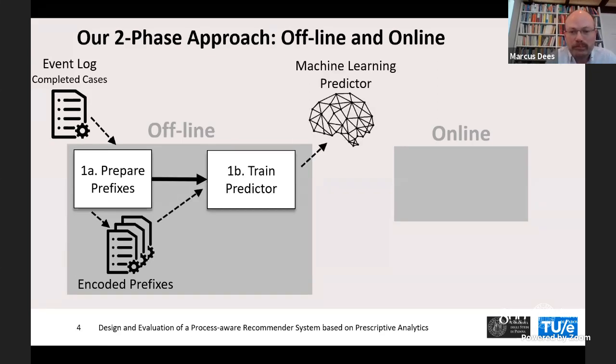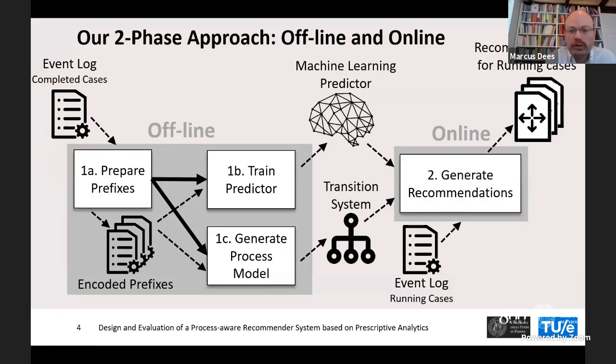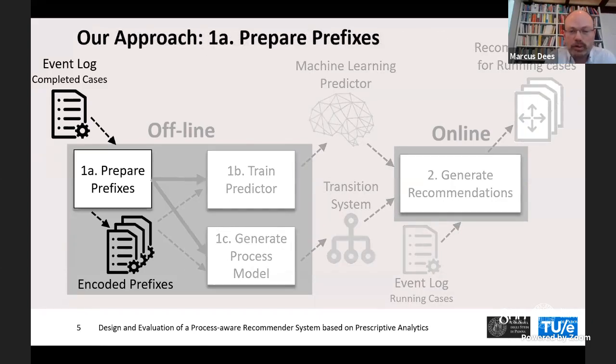Second, we train the predictor based on these encoded prefixes, and we generate a process model in the form of a transition system to make sure that we only create recommendations for which we have evidence. A transition system is usually not suitable, but since it's only used internally in our approach and not shown to the user, it works quite well for our purpose. Then the predictor and the transition system are applied together with a set of running cases to create recommendations for these cases.